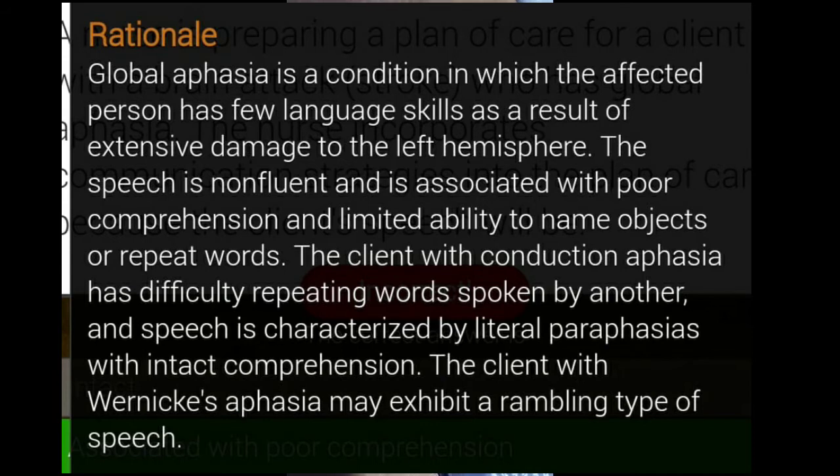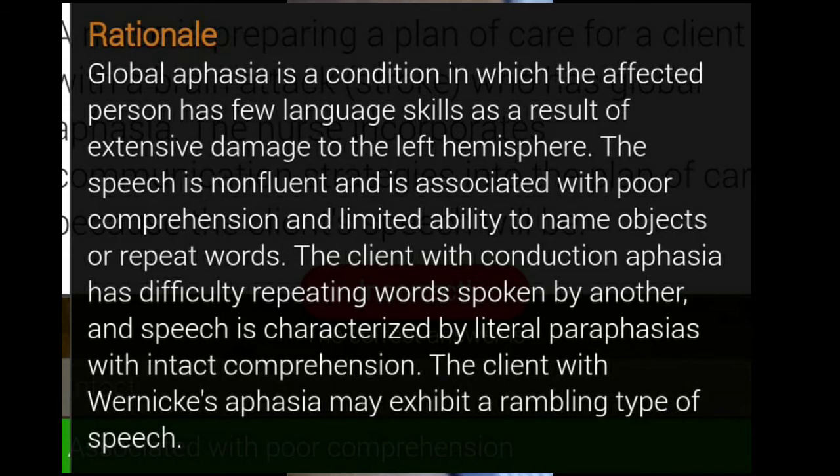What is global aphasia? It is a condition in which the affected person has few language skills as a result of extensive damage to the left hemisphere. In a patient with a left-sided brain stroke, the language problem may affect speech. The speech is non-fluent and is associated with poor comprehension and limited ability to name objects or repeat words.